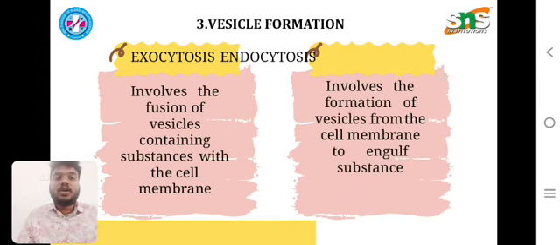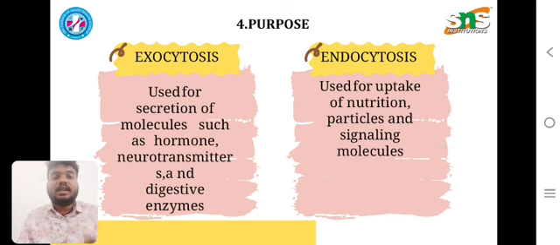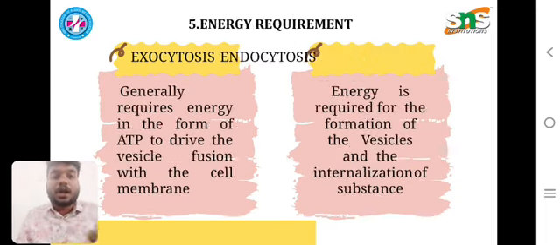Let us go into the vesicle formations. Exocytosis involves the fusion of vesicles containing substances with the cell membrane, whereas endocytosis involves the formation of vesicles from the cell membrane to engulf the substances. And then the fourth is purpose. The purpose of exocytosis is the secretion of molecules such as hormones, neurotransmitters, and digestive enzymes, whereas endocytosis is used for the uptake of nutrient particles and signaling molecules.